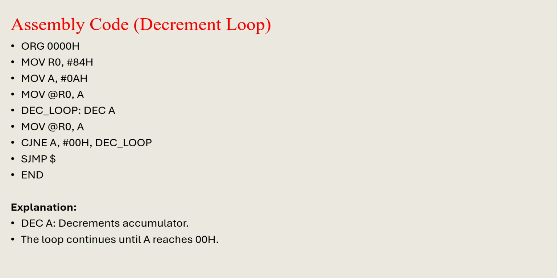The CJNE instruction checks if A has reached 00h. If not, the program repeats the loop from the label decrement loop. Finally, SJMP holds the program at the end to prevent it from running into undefined memory.